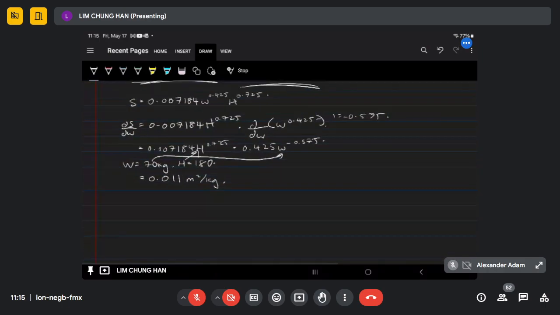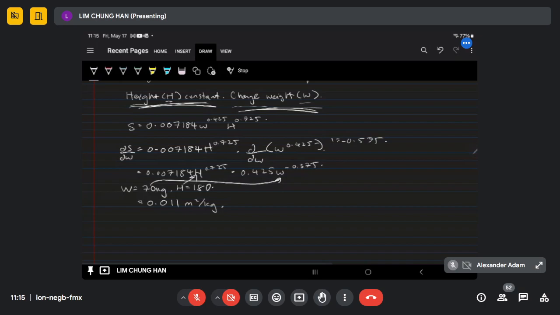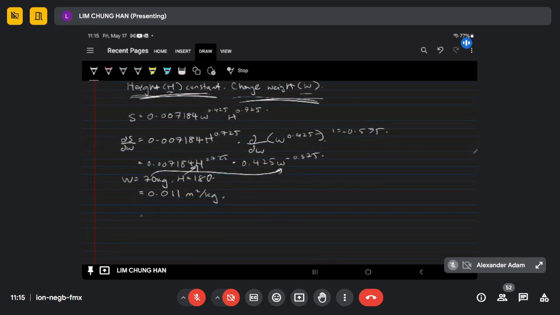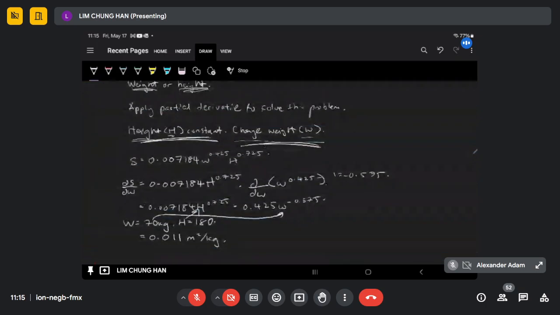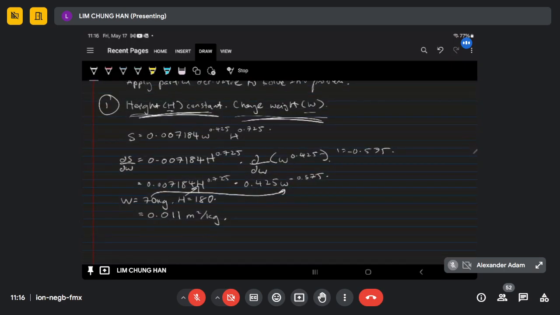Okay. So this is option one. We keep the height constant and we change the weight. We've done option one. This is our answer. Now, let's do another option. Now we keep the weight constant.